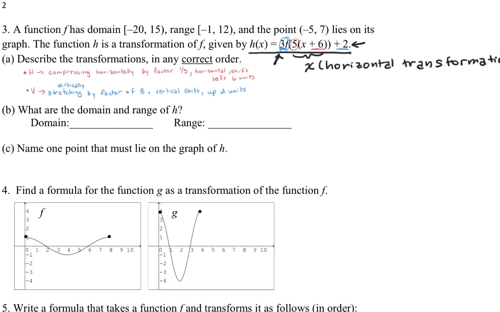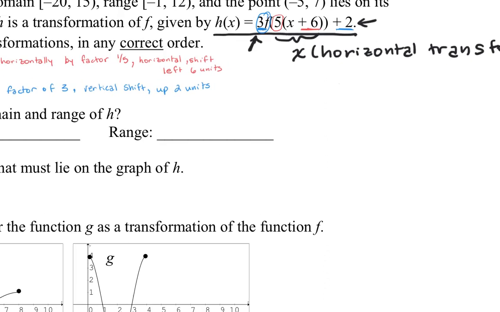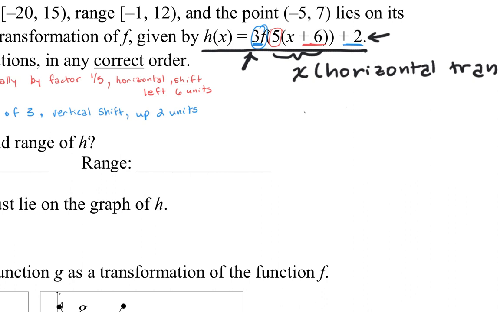All right, now it says here, what are the domain and range of h? So our new function, what you can actually do to check your domain and range is you can take the original domain and range. So let me do the original domain and range. So of f of x was -20, 15. And the range was -1, 12.